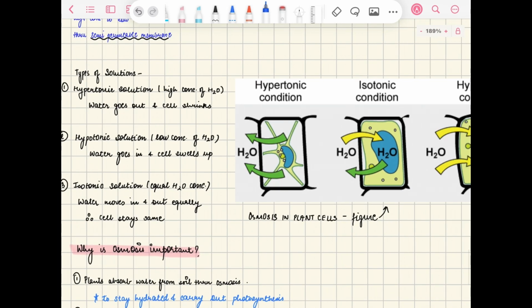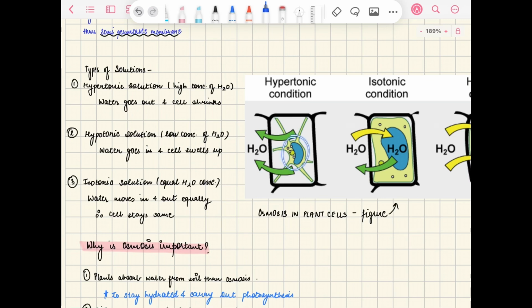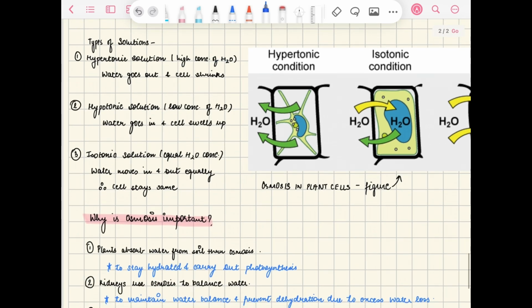Now, here I have a figure of osmosis in plant cells. This is clearly the cell membrane, and this is the cell vacuole. Okay. In hypertonic solution, the water goes out and the cell shrinks. Why? Because the cell we are taking into consideration has a high concentration of water. Now, if we move on to hypotonic solution, in hypotonic solution, the cell we are taking into consideration has a low concentration of water. So the water will go in and the cell will swell up.